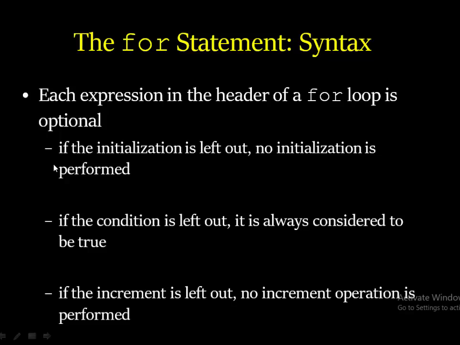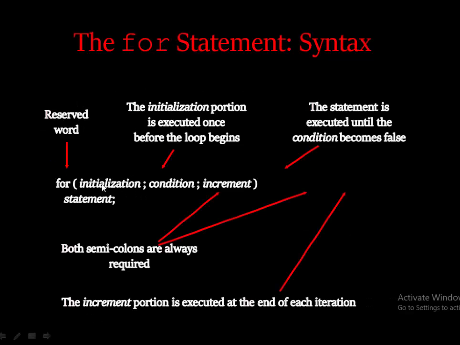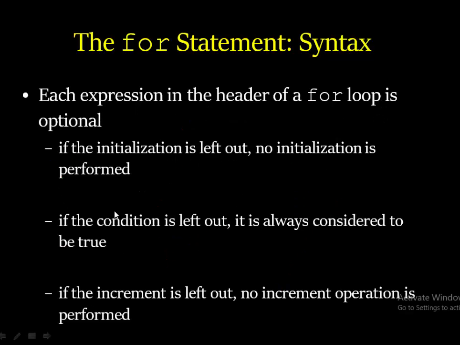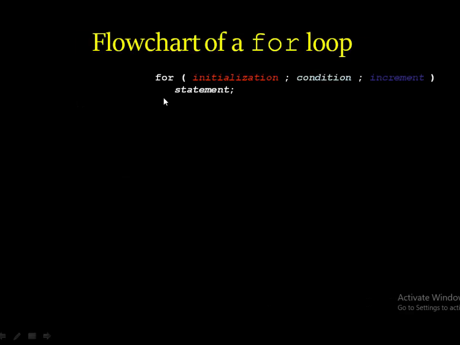See here, if we don't do initialization, in that case no initialization is performed. If the condition is left out, it is always considered to be true. If the increment is left out, no increment portion is performed. You can skip all the parts, but both semicolons are compulsory to specify the for loop. This is called a do-nothing loop.